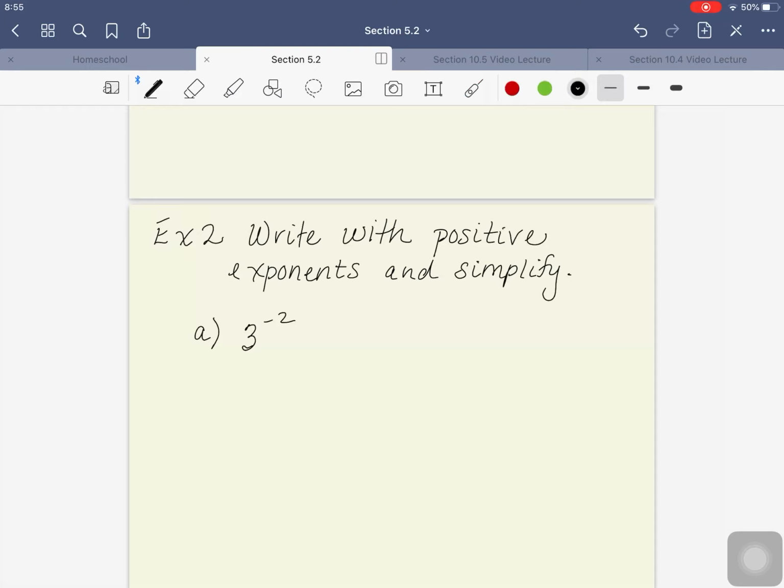All right, so we want to write with a positive exponent and then simplify. So 3 to the negative second power, we could rewrite this as 3 to the positive second power, and 3 squared is 9. The next one is 5 to the negative third power. Rewrite that as 5 to the positive third power. And 5 times 5 times 5 is 125.